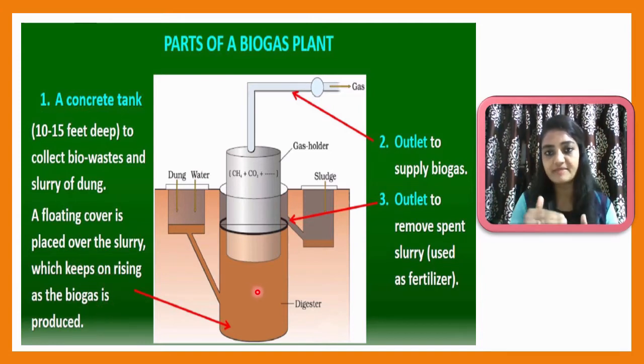Okay, because as biogas is produced, it will rise. That's why it is required that a floating cover must be there. And second is the outlet which will supply the biogas. It is the output. Okay, and this is also one output from where the spent slurry can be removed, which in future may be used as a fertilizer.